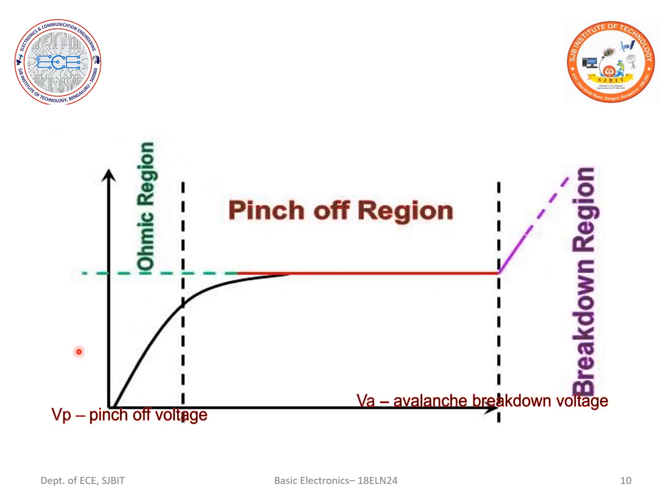So these are the different regions shown. I can say this is the ohmic region, this is the pinch off region, and this is where we can expect the breakdown region. And the kind of breakdown that is happening here is the avalanche breakdown.